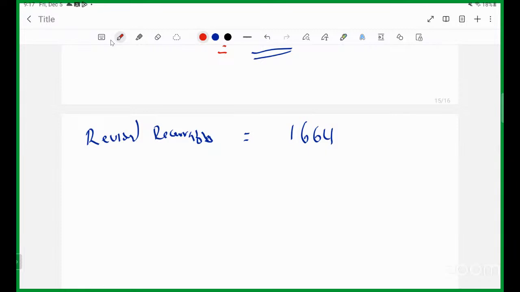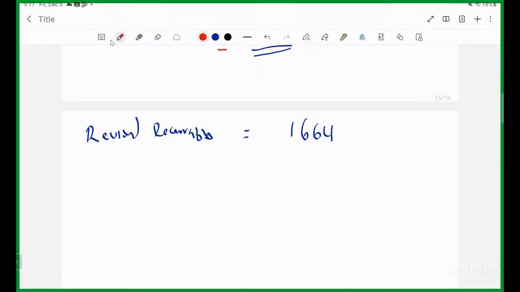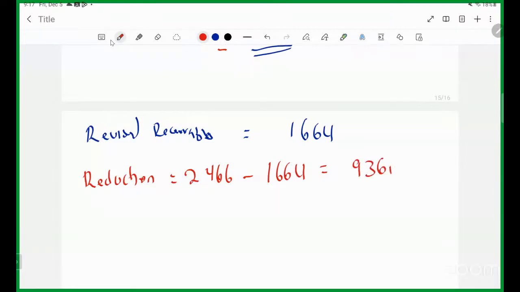So what reduction in receivables have we made? Remember, the previous one was 2,466 billion. But now if we introduce this policy, the receivables are going to reduce to 1664. And then we shall have a reduction in receivable of almost 936 million. This is money we have received. It's a value.